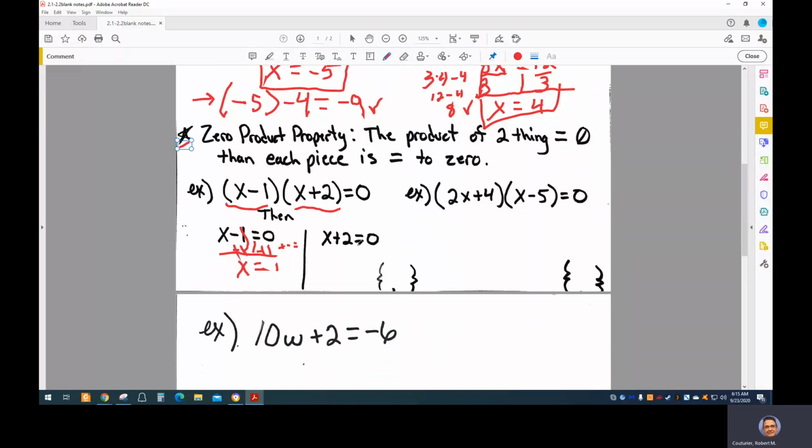Look at the next one. You put your little scales here. All right, so we have a positive 2. The opposite of that is subtracting 2. If we do it to one side, we have to do it to the other side. These cancel.